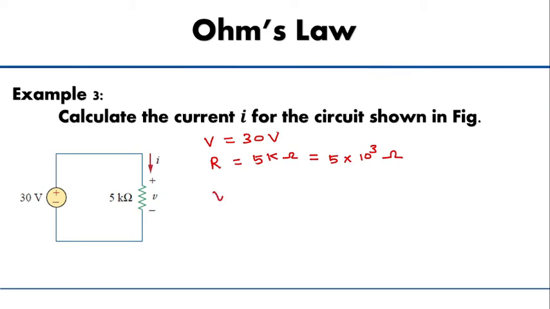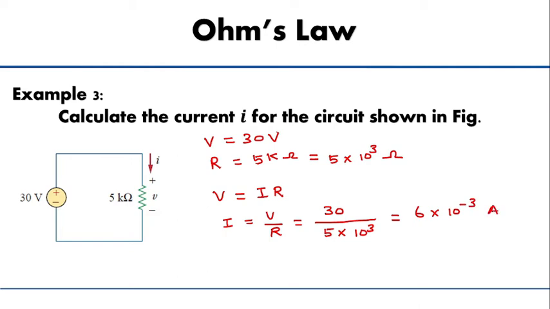So basically, from Ohm's law, V is equal to I into R and I is equal to V divided by R. So here V is 30 and your R is 5 into 10 power 3, which gives you 6 into 10 power minus 3 ampere. Actually, this is 6 milliampere. So this circuit will draw a current of 6 milliampere.